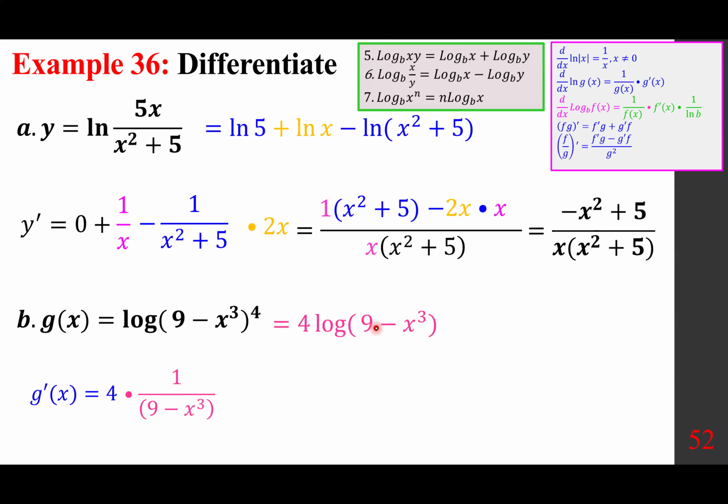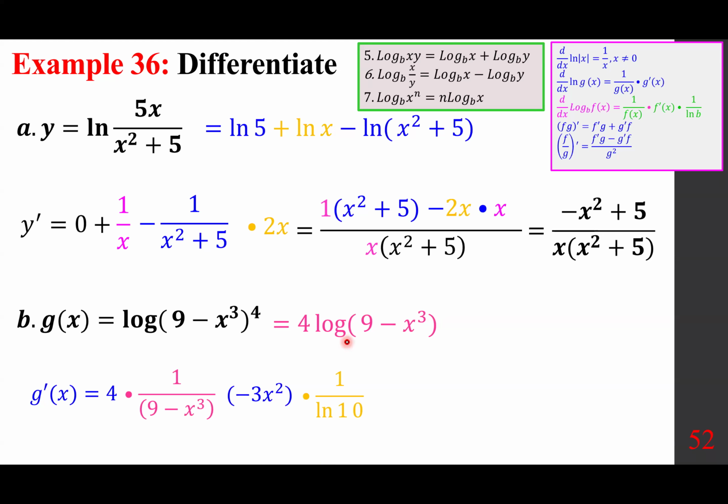Then I need the derivative of the argument by the chain rule, and that is negative 3x squared. Finally, I look at the base and I say, okay, the base is missing. That means the base is 10 because it's log, it's not e. 1 over ln 10. And that's the last piece that I need.